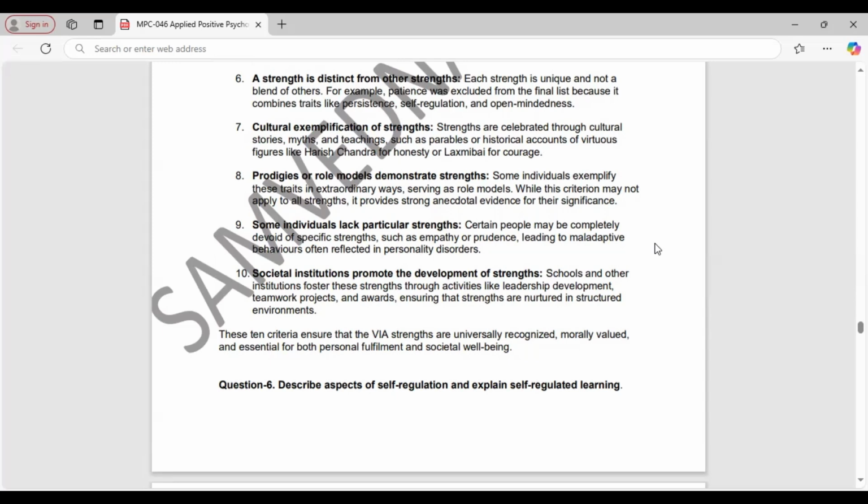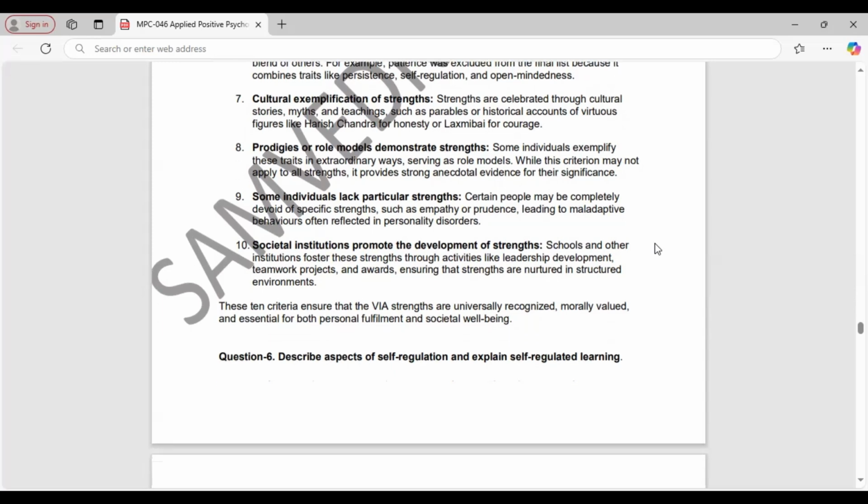Societal institutions promote the development of strengths. Schools and organizations cultivate strengths through activities that foster leadership and teamwork. Thus, these criteria ensure 6A strengths are universally recognized and essential for personal fulfillment and social well being.